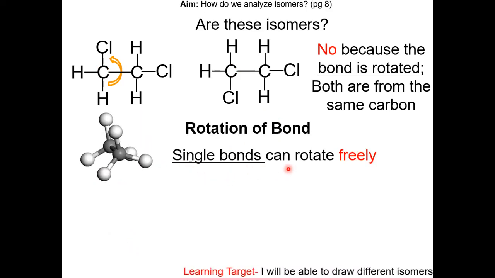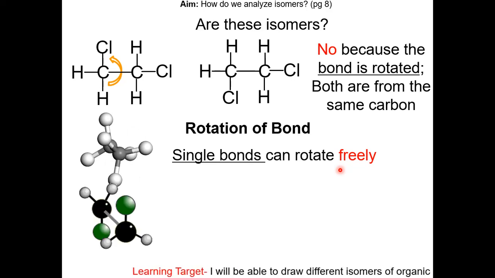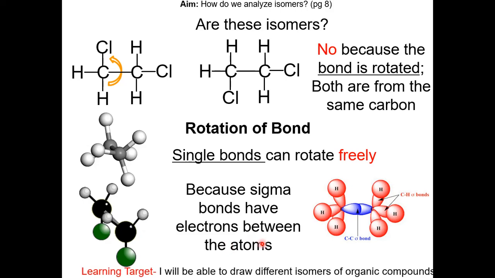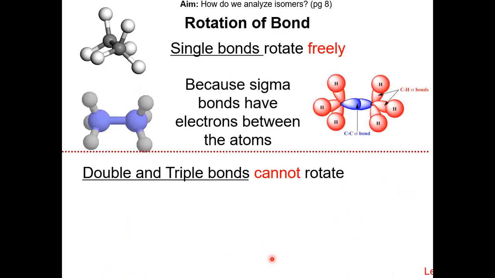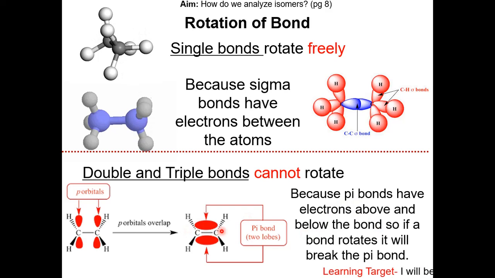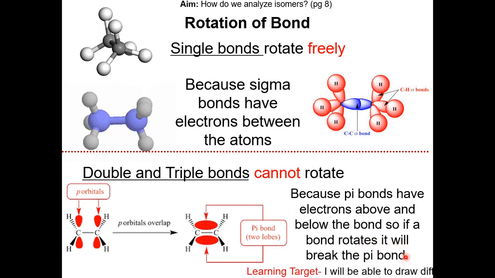Single bonds can rotate freely because they only consist of sigma bonds. If you recall from Unit 5, sigma bonds have electrons between the atoms. Double and triple bonds, on the other hand, cannot rotate because they have sigma and pi bonds. Pi bonds have electrons above and below the bond, and this prevents the bond from rotating, because if it tries to rotate, it will break the pi bond.